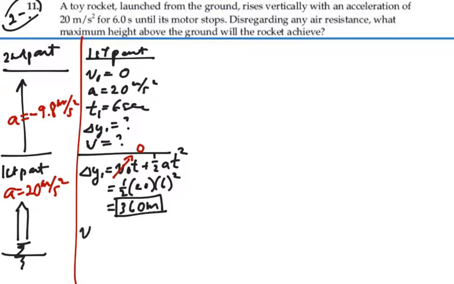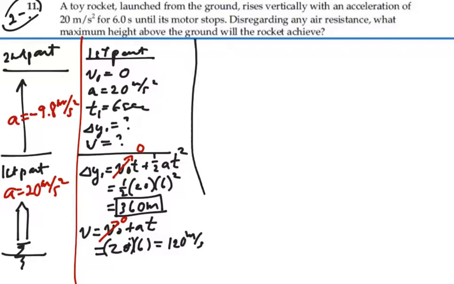Our final velocity will equal our initial velocity plus acceleration times time, and in this case our initial velocity was 0. So this is just going to be 20 times 6 seconds, which is 120 meters per second. That will be our final velocity for this first leg. Well, that final velocity for the first leg will be the initial velocity for the second part. So if we look at our second part, our initial velocity in this part is actually going to be 120 meters per second.